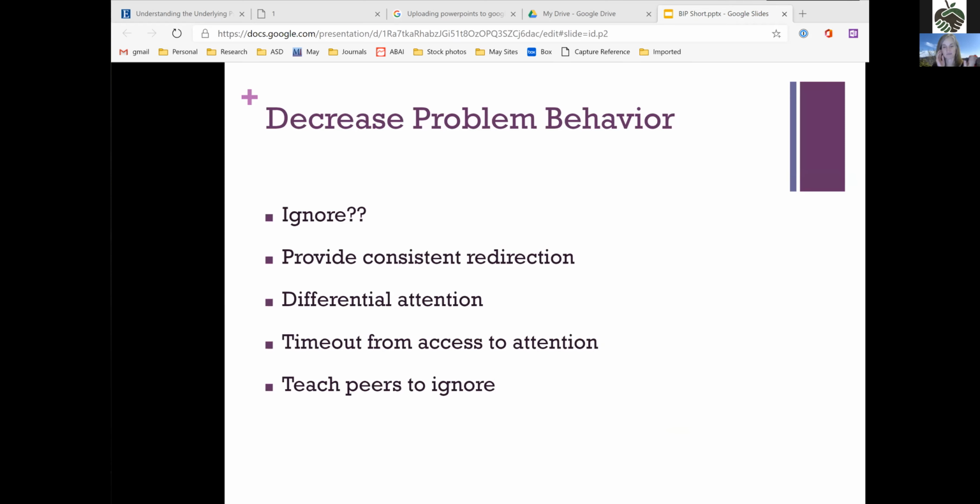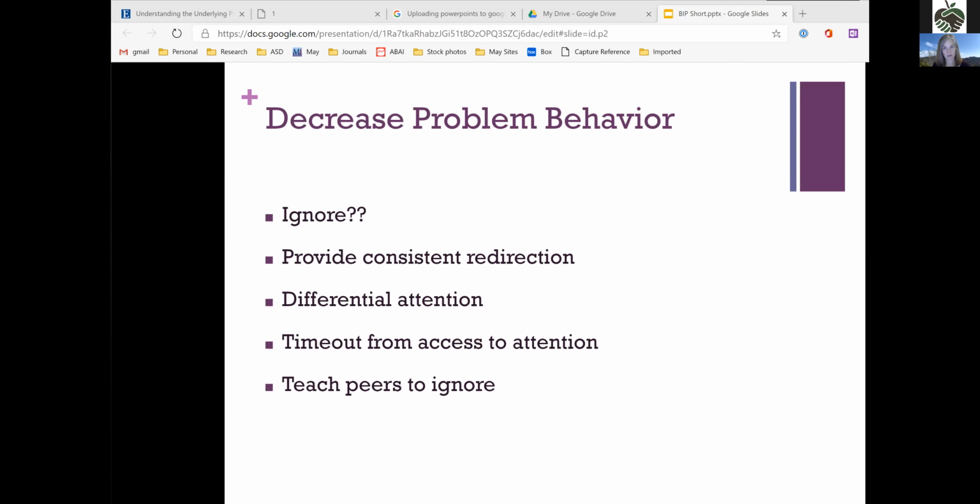I'm thinking especially if we think a behavior is maintained by attention. One common recommendation that I hear given to teachers and parents is just ignore it or use extinction. And I'm here to tell you that it's almost impossible to do that. I'm a behavior analyst, and I could not ignore my son when he was crying as a young child. The whole idea of doing cry it out was not something that I could do. I just couldn't.